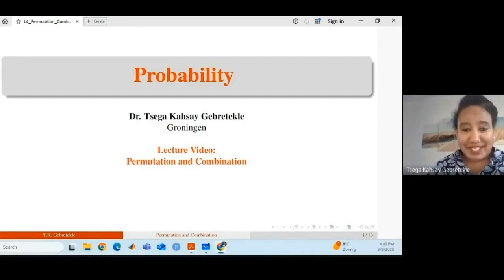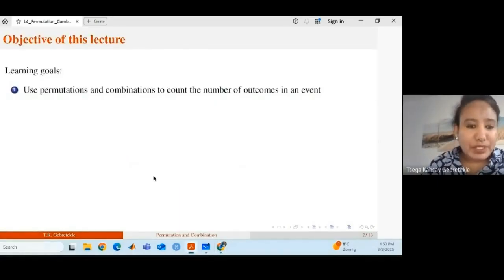In today's lecture, I'm going to explain about permutation and combination. These are two counting techniques. We are going to use permutation and combinations to count the number of outcomes in an event.